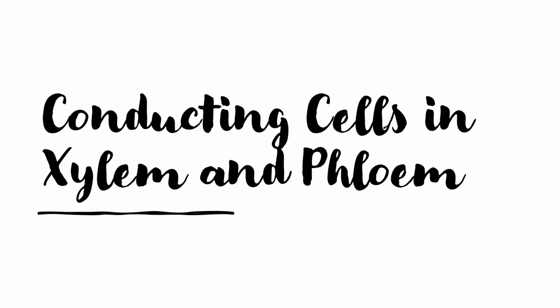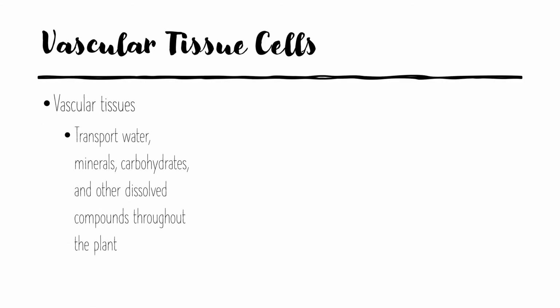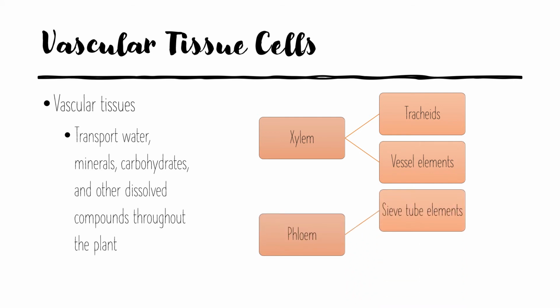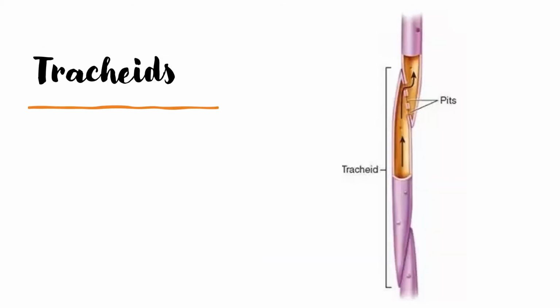Next, we have conducting cells in xylem and phloem. Now, vascular tissues transport water, minerals, carbohydrates, and other dissolved compounds throughout the plants. And two types of vascular tissues are the xylem and the phloem. Now, xylem is made up of two types of cells, which are the tracheids and the vessel elements, while the phloem is made up of the sieve tube elements and the companion cells. In the next lesson, we will be discussing further the difference between a xylem and a phloem.